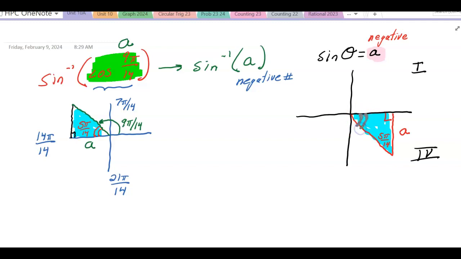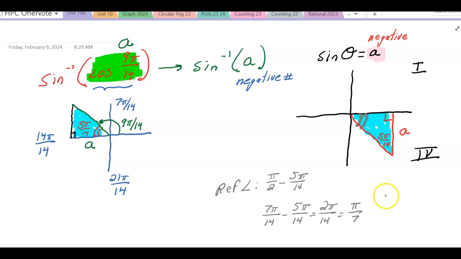We know in a triangle, the reference angle and 5 pi over 14 are complementary, meaning they add to pi over 2. So the reference angle is pi over 2 minus 5 pi over 14. Get a common denominator, so 7 pi over 14 minus 5 pi over 14 gives you 2 pi over 14, or pi over 7. So the reference angle is pi over 7.